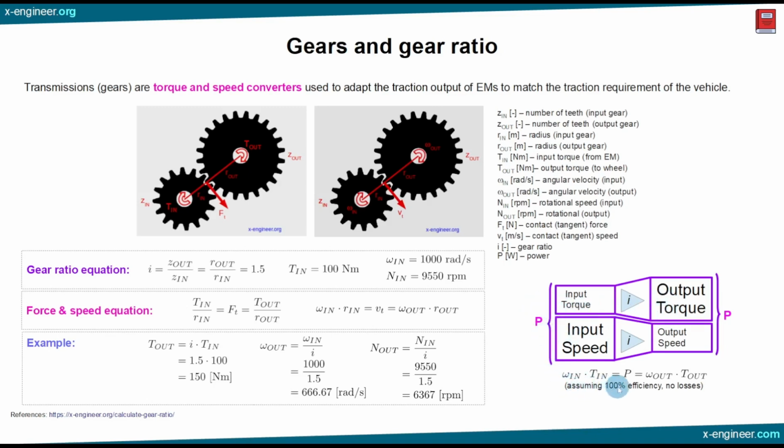Ideally, if we assume 100% efficiency, no losses in the gears, the input power will be equal to the output power. In reality, there are some losses in the gears, losses in the contact point between the gears, and also losses in the hubs. These losses make the output power a bit less than the input power.